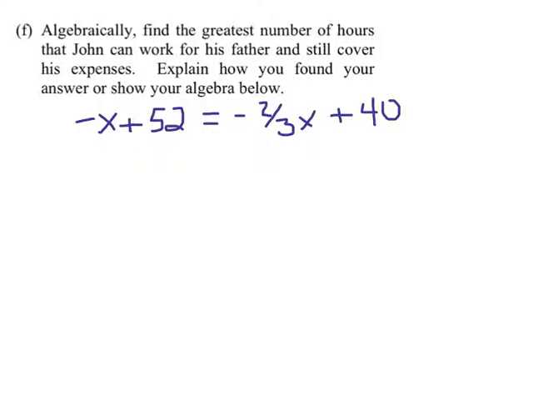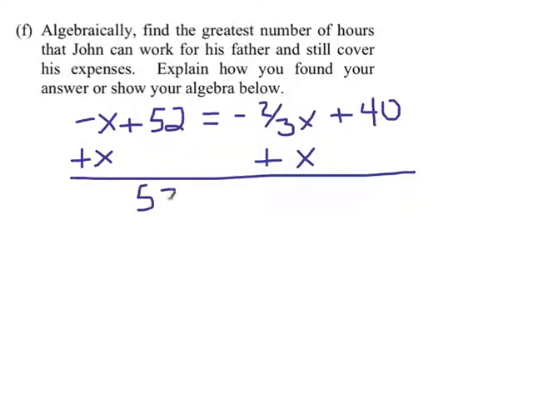Well, bottom line here is, it depends which way you want to look at this. I'm going to move the x to the other side. I'm going to solve, so that's plus x here. And so I've got 52 now is equal to negative 2/3 of x, remember, that's a 1x. So that's really 3/3 is 1/3 x. Okay. And then I've got plus 40.